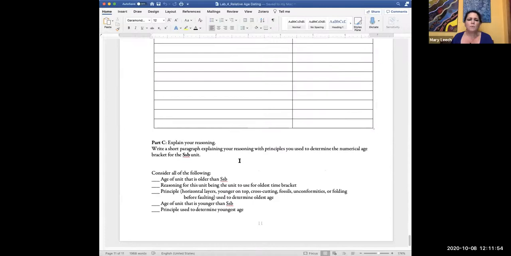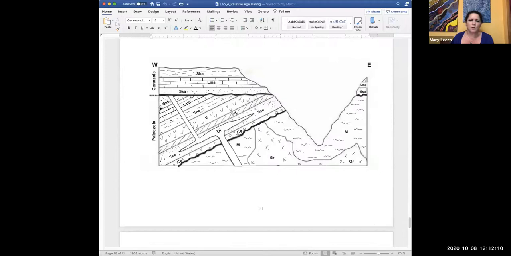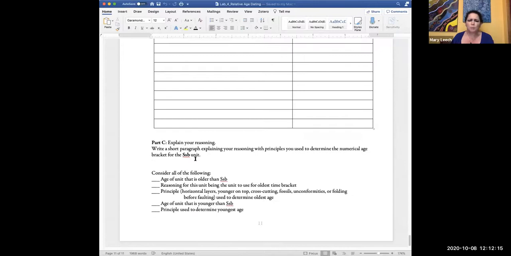Okay, and then remember that you need to write a short paragraph explaining your reasoning to determine the numerical age. Well, you're going to use a name age of the SSB unit. That's this one. So make sure, because the way that I graded this, the points are assigned. Make sure you mention the age of the units that are older than SSB, and what principle you're using to determine that. So mention which principle you're using, and then the age of the unit that's younger than SSB, and the principle that you're using to determine the youngest age. Okay. So make sure you include those.